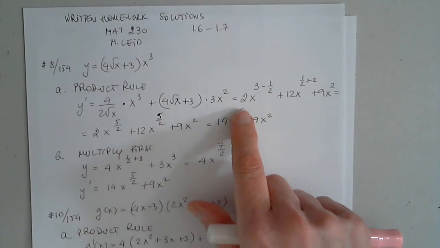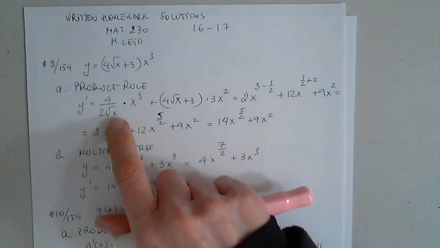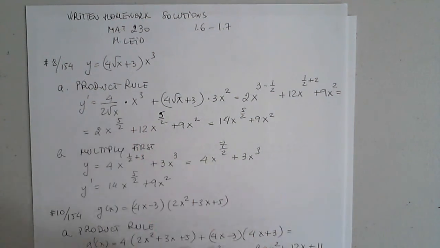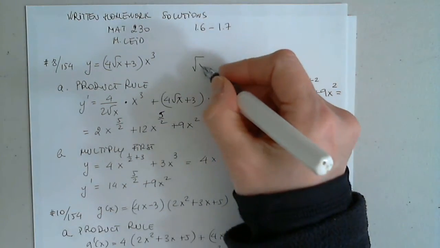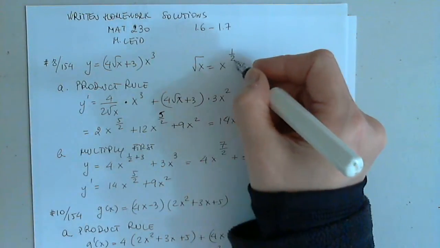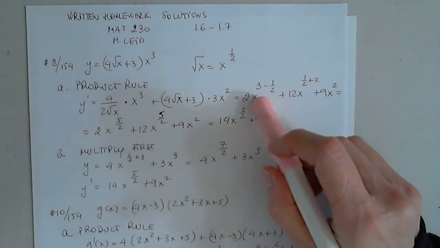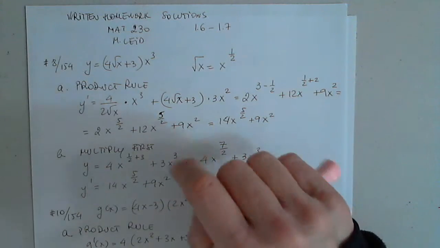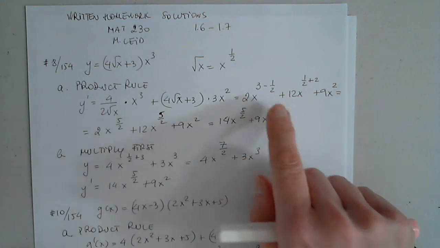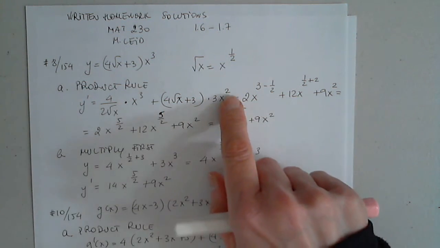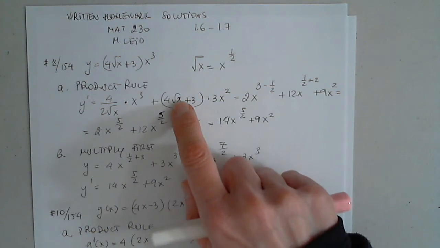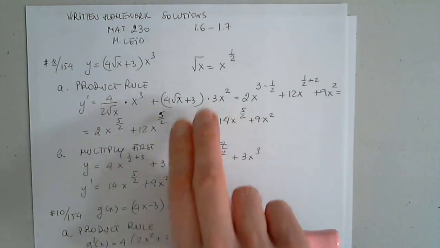4 divided by 2 is 2. X to the third power minus power 1/2. The square root of x is x to power 1/2. So 3 minus 1/2. And then I distributed 3 to 4, so I got 12. X to the second power plus power 1/2, because we multiply.